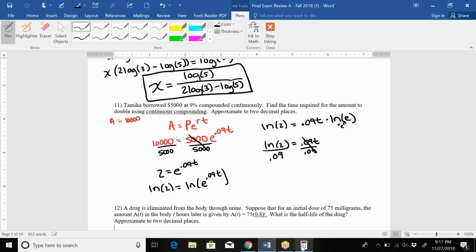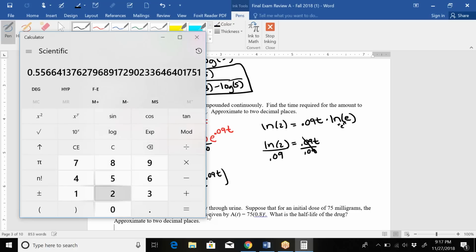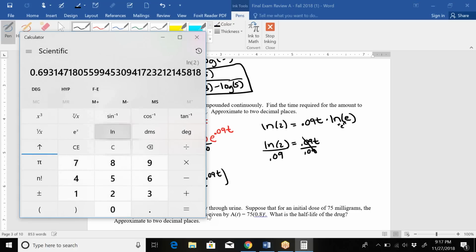So let's get our calculator. Natural log of 2 divided by 0.09 is 7.70 years because it said round to 2 decimal places. So the time that it takes for my money to double at that interest rate is about 7.7 years.